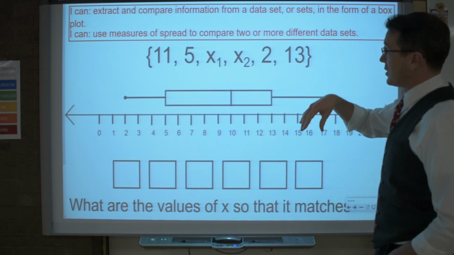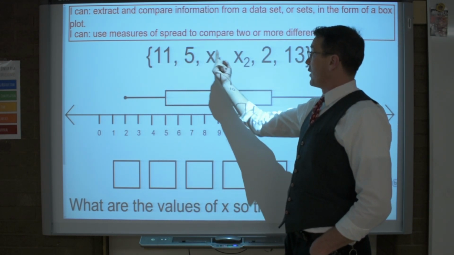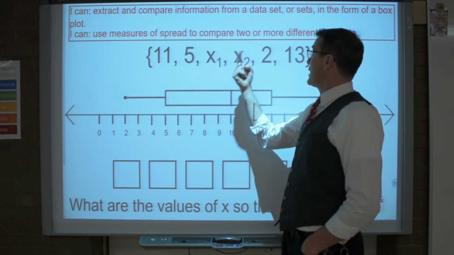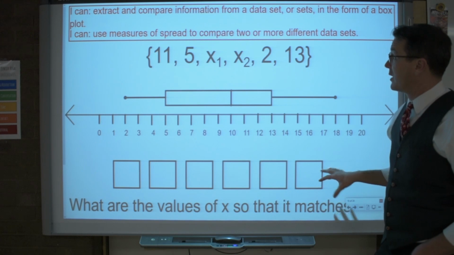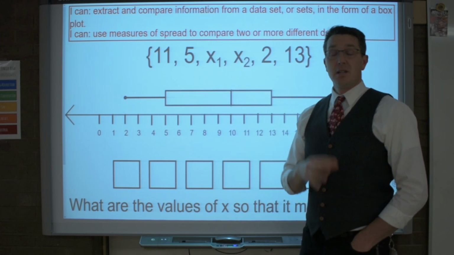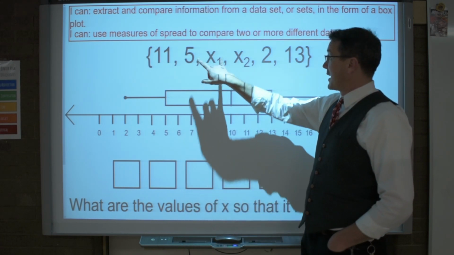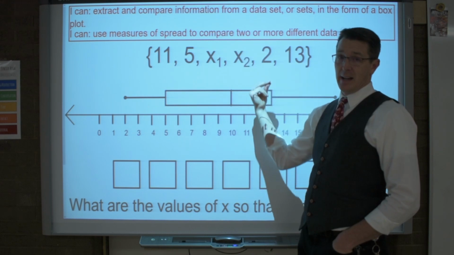So the way I usually do it is I look at how many points they give me. 1, 2, I don't know what this is, but it's still one of my points. 3, 4, 5, 6. So I'm going to need 6 boxes to arrange them in order. Notice also that it says x sub 1, x sub 2. This is just a way to identify and make sure we don't call them both x's. So this is the first x, this is the second x.